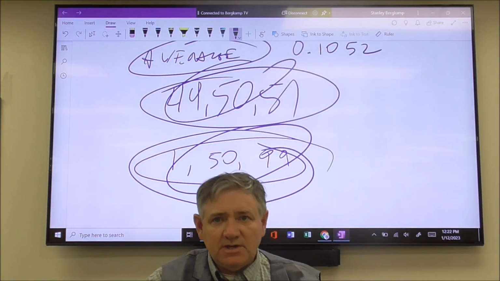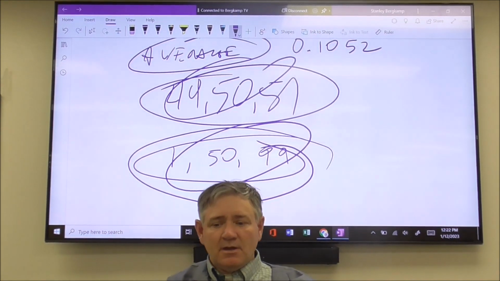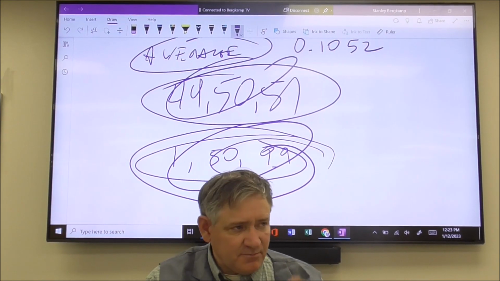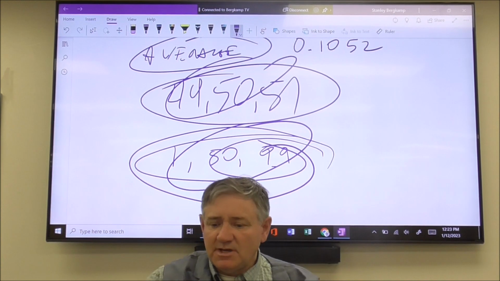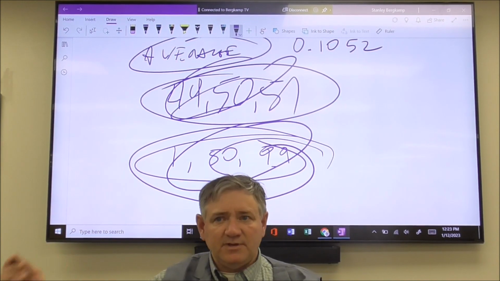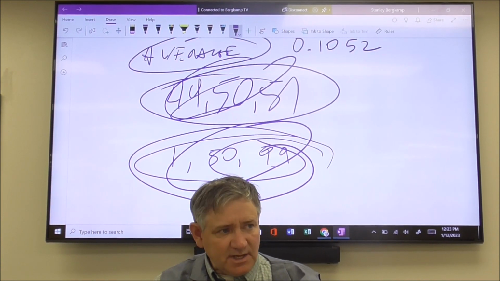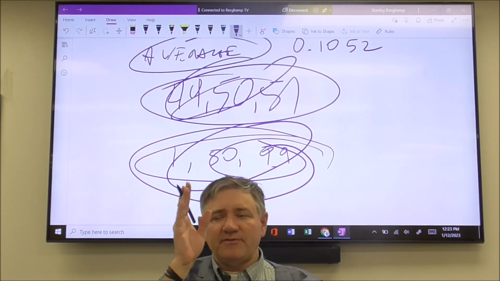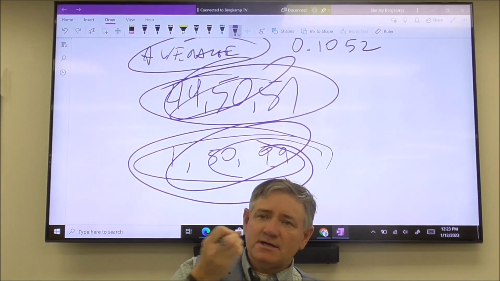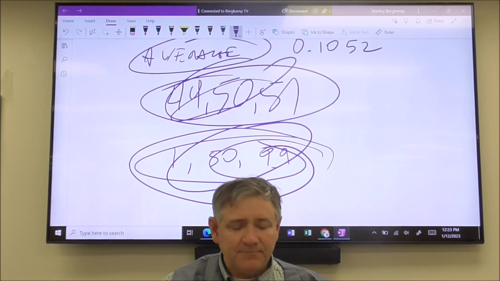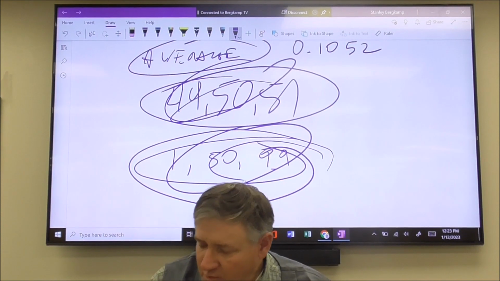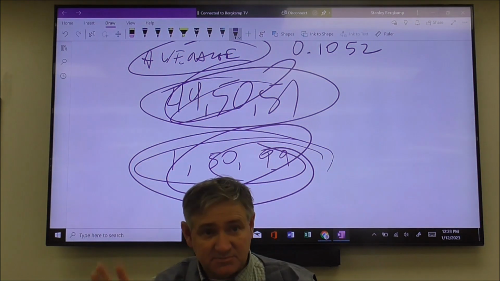But these numbers here are vastly spread out. So this is going to have a much higher standard deviation than when you have 49, 50, and 51. So your standard deviation is a reflection of how close your data is to each other. Okay? So that's what, so today, here's what you need to get done.